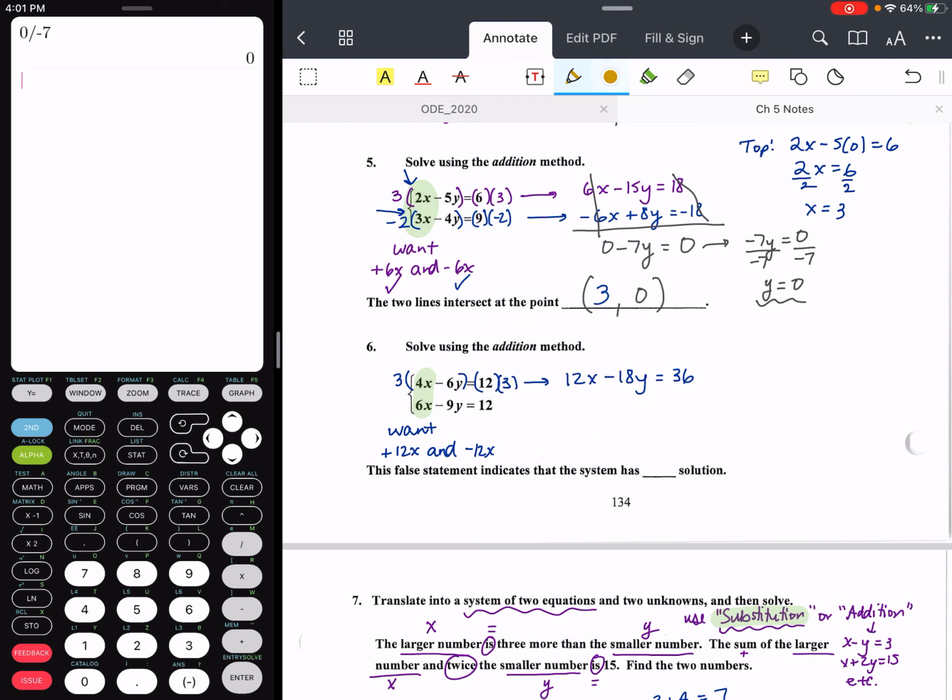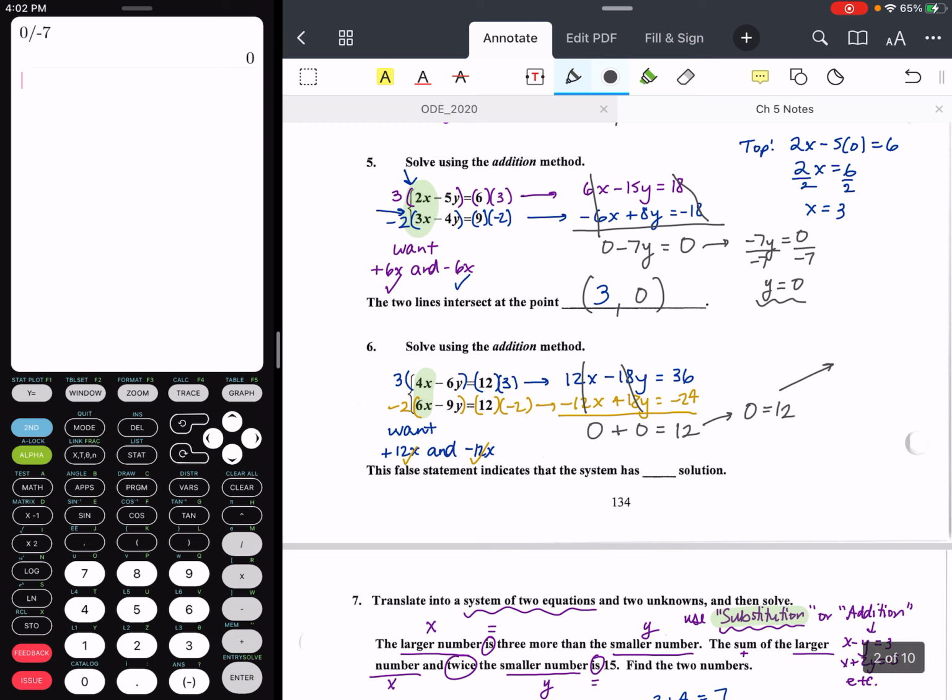And then for my second equation, now I want my negative 12x, so I'll multiply by -2, going all the way across. So negative 12x plus 18y equals negative 24. All right, so now I'm going to add these vertically. 12x minus 12x adds to 0. Negative 18y plus 18y also adds to 0. And then 36 minus 24 adds to 12. So at this point, I have 0 plus 0, which is 0, equals 12.